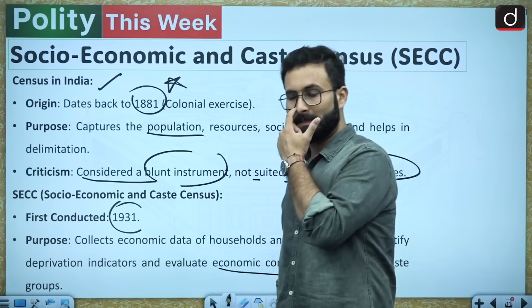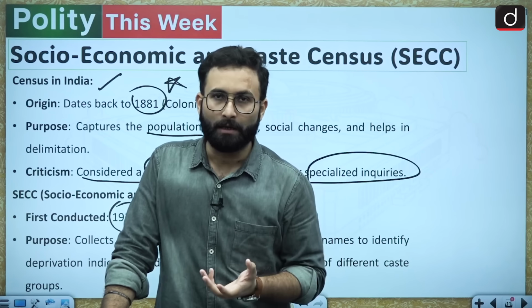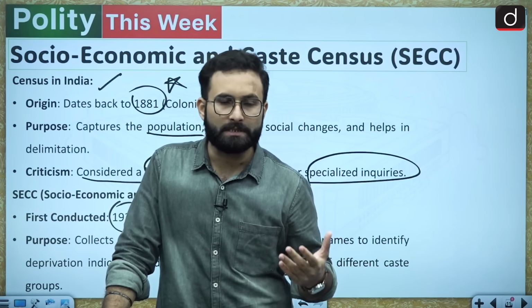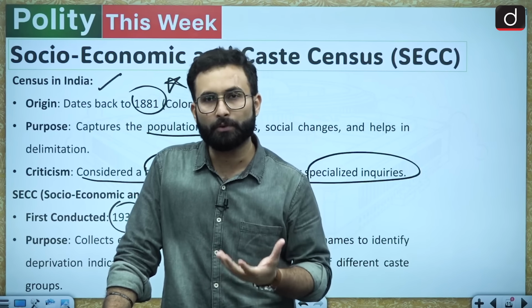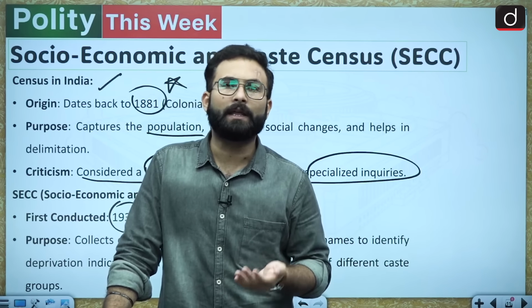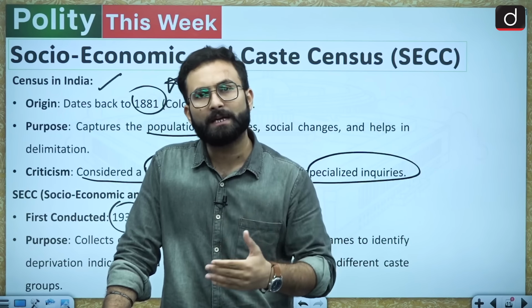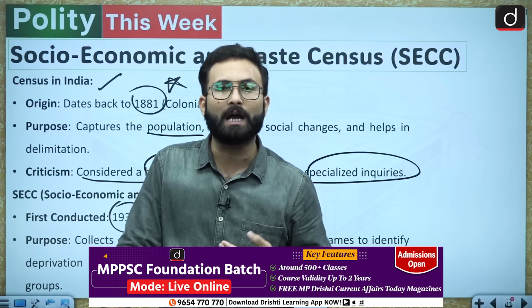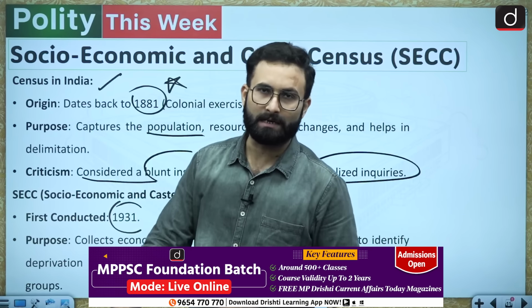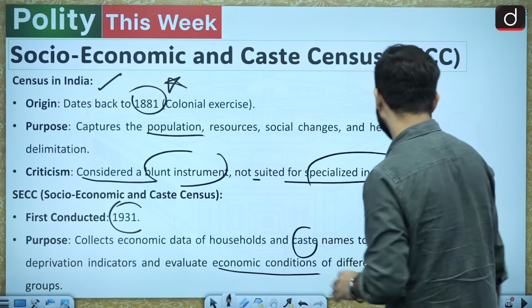When we talk about the reservation, it is generally said that you need to have quantifiable data to prove that the particular section is underrepresented. So how will you do that? For that you need to have data. That data can be the socio-economic caste census. Okay, so that is why, because of the reservation policies etc., states are actually asking for the socio-economic caste census. Okay, obviously there are positives and negatives which we will be talking about later.